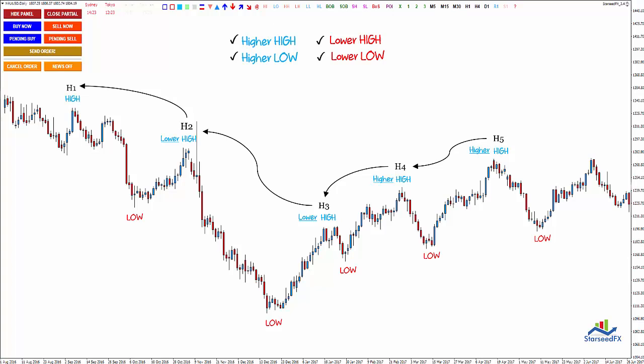You will also notice that there are dips, L1, L2, L3, L4, and L5. When you compare L2 with L1, you will notice that L2 is lower than L1. Therefore, L2 is a lower low. L3 is higher than L2. Therefore, L3 is a higher low compared to L2. L4 is higher than L3. Therefore, L4 is a higher low compared to L3. And L5 is higher than L4. Therefore, L5 is a higher low compared to L4.